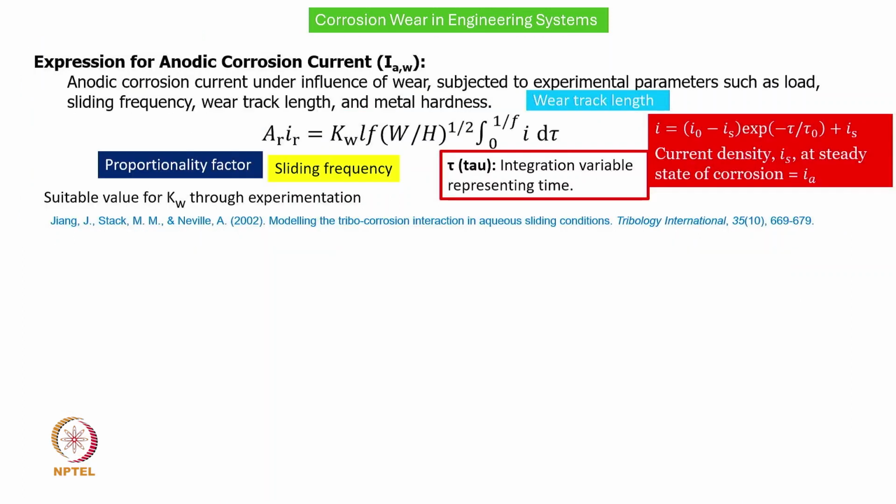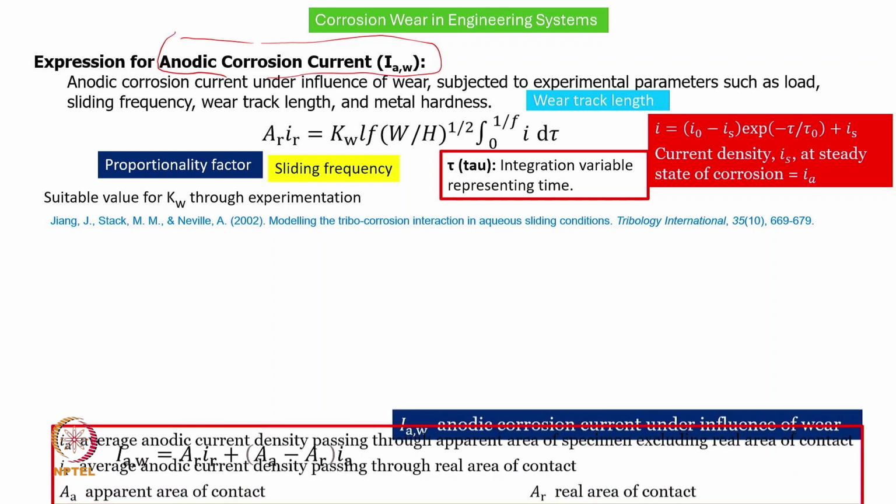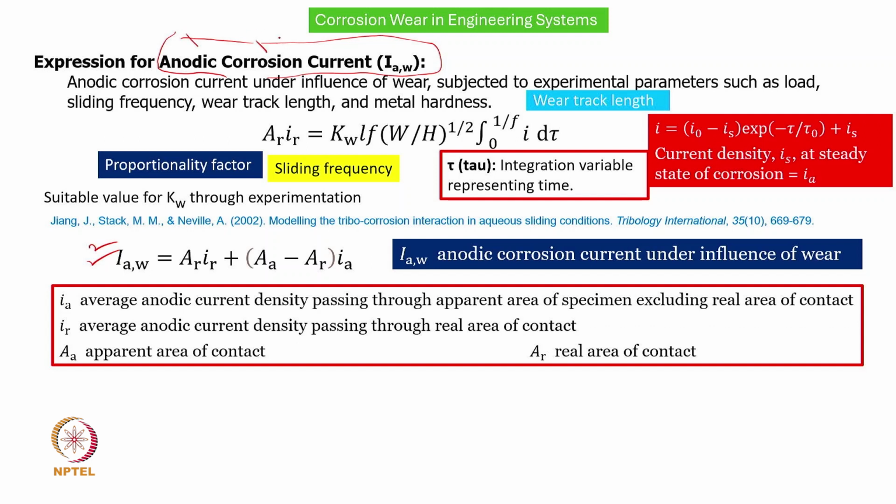be severe. Now coming to the equations, we need to formulate some equation for anodic corrosion current, because many authors have measured the anodic corrosion current. And how do we measure anodic corrosion currents? It can be given as a summation of these two. Anodic corrosion current can be given as I_AW. Now here are two parts, one is A_R, I_R. A_R is the real area of contact, and the apparent area of contact is A_A. And then we are measuring two currents, I_R and I_A.